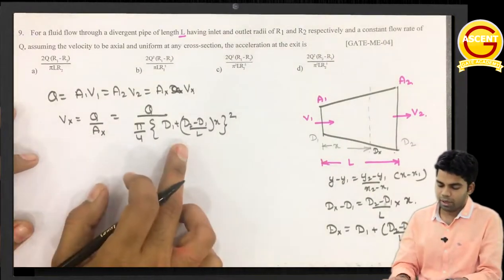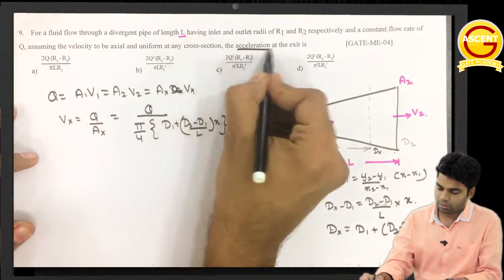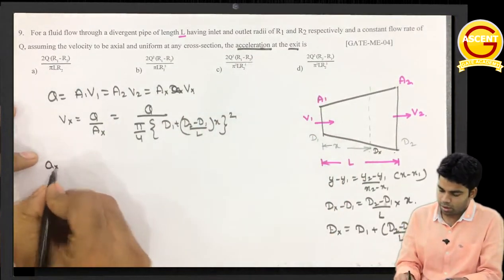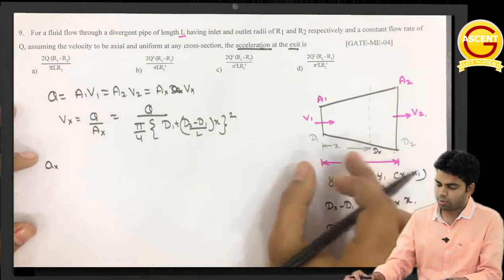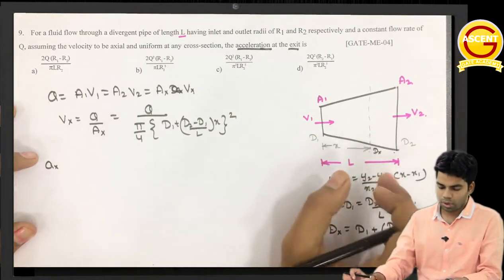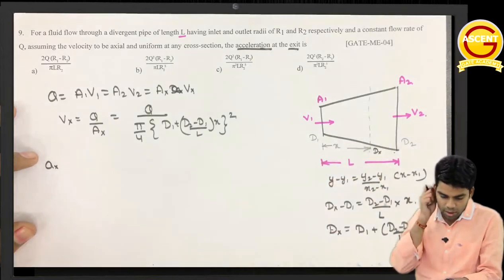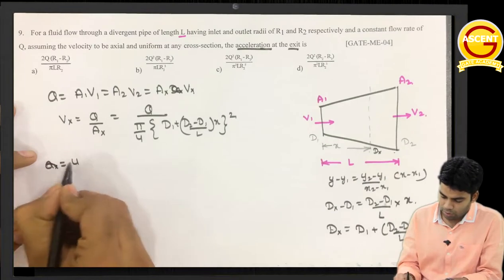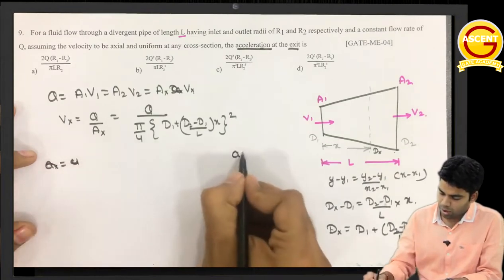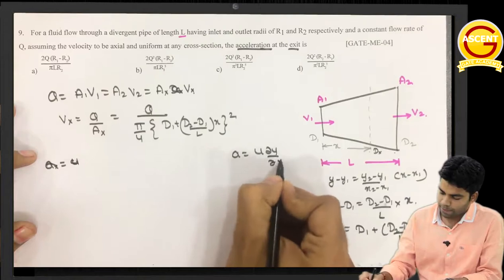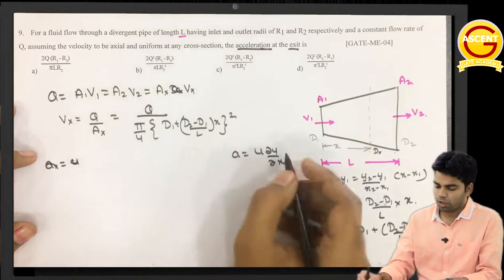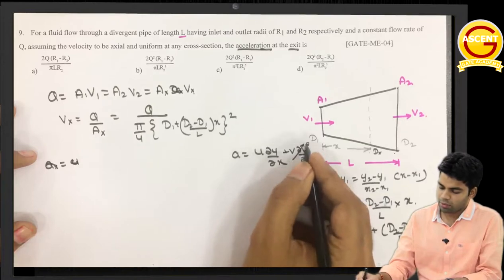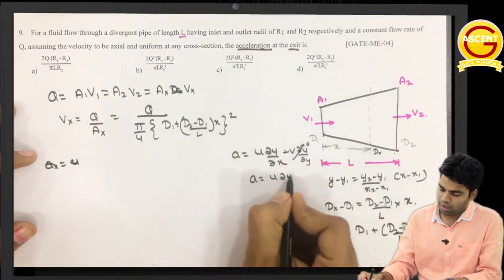Okay, this is nothing but Vx. We have to determine the acceleration at exit, but we will first determine the acceleration at distance x, and then we will put x as L. Getting this? So what will be this Ax? As we know, A is equal to U del U by del x plus V del U by del y. But this V is 0, so this term will be 0. So this A is nothing but U del U by del x.